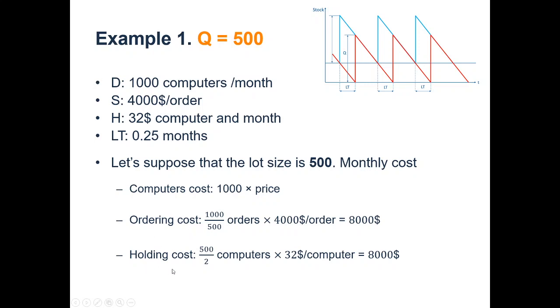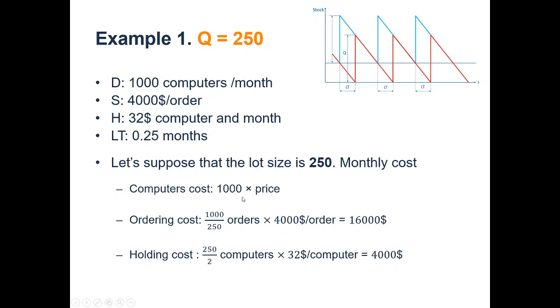When it comes to holding cost, we have to notice that this red line here is the physical inventory that is relevant for our holding cost. We can compute it taking into account the average of this inventory, which is half the lot size. So the average inventory is 500 divided by 2 computers, and we're paying $32 per computer a month. It means a holding cost of $8,000. Okay, the total amount we would be paying would be $16,000 plus the price for the computers.